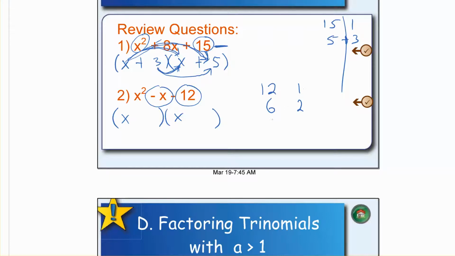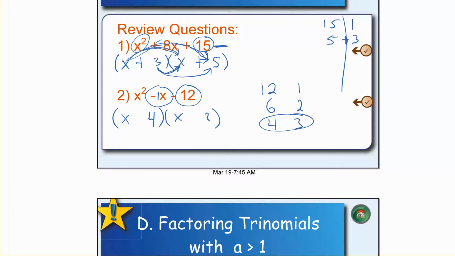I'm not getting there. What about 4 and 3? Well, this seems promising, right? Because I know the difference between these is 1. So I can probably get to that negative 1 if I put the right signs in there. So I'm going to put 4 and 3 into these spots.